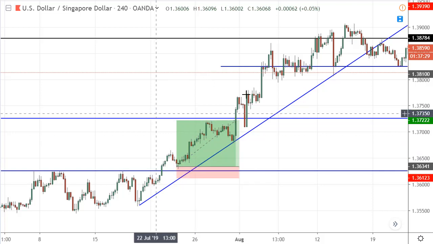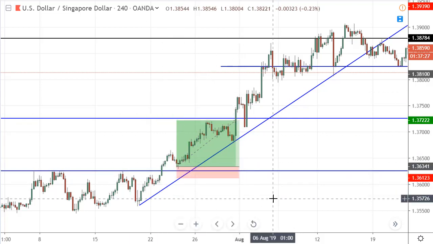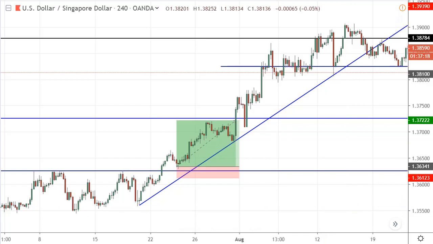Take a look at this trade. I hope you get my point from a chart, from a technical analysis perspective. Now let me show you what I'm talking about when it comes to risk management.